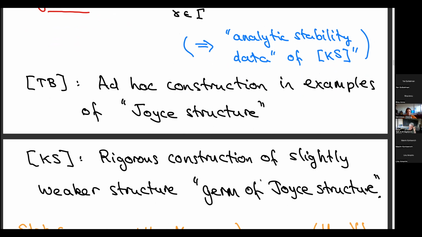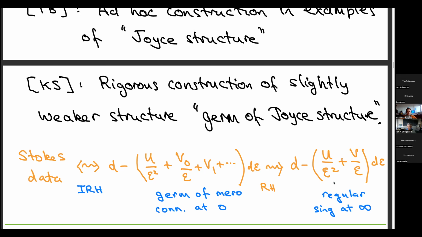A lot of this story is sort of driven by an analogy with the theory of Frobenius manifolds. And if we just think in Frobenius manifolds, you often come up with connections like this. So this is supposed to be a connection on a trivial bundle on P1, with singularities at 0 and infinity. So U and V are just matrices here. So it's some trivial vector bundle over P1. And this has a regular singularity at infinity and an irregular singularity at 0.